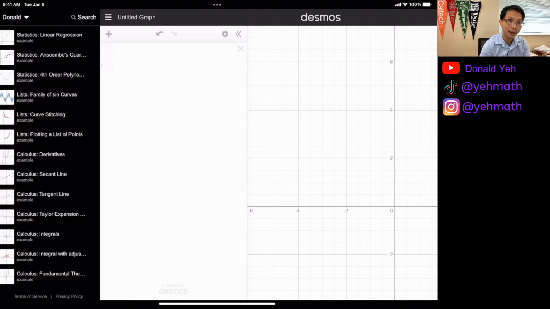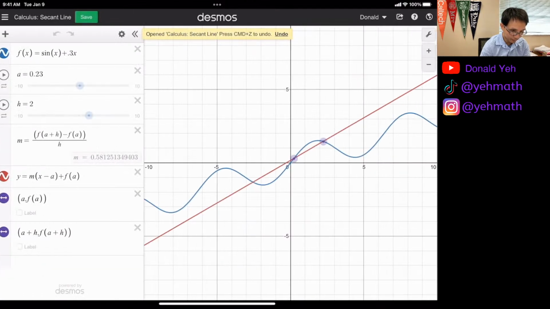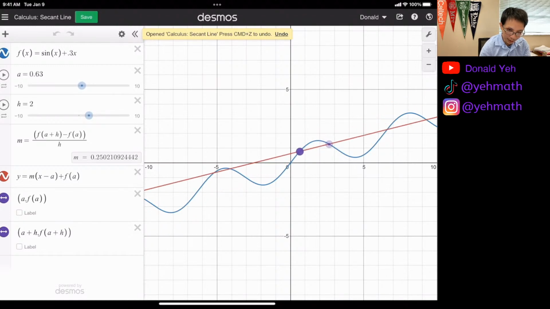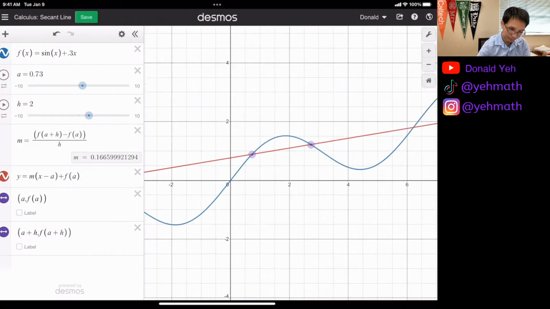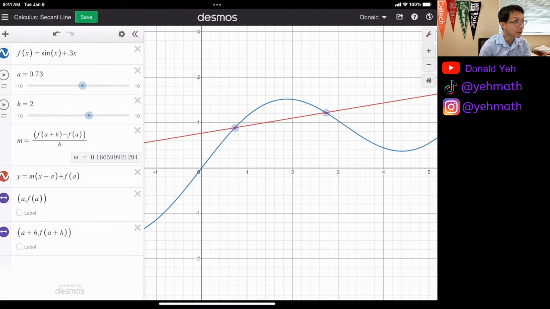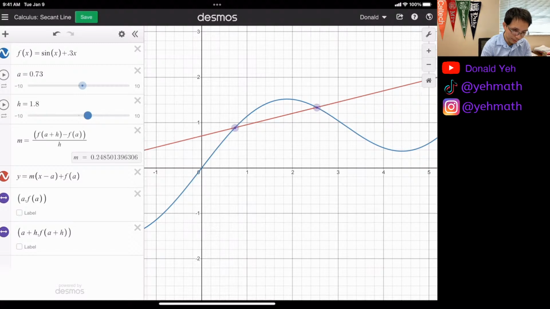Do you see the calculus? And it says secant line. Do you see that? So you're going to click on it. That just says I want to find the slope of the tangent line at the point on the left. Do you see that h value here? The third line says h equals 2. So I'm going to slowly decrease it. Eventually it becomes tangent. See that 0.0? It's undefined.